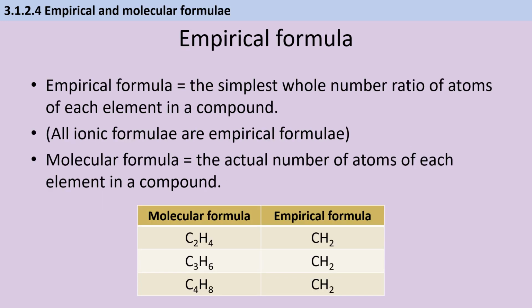Empirical formula is the simplest whole number ratio of atoms of each element in a compound. So when we think about ionic compounds, all of their formulae are empirical formulae. But for a molecular substance, it may or may not be the same thing. So for instance, all alkenes have an empirical formula of CH2.